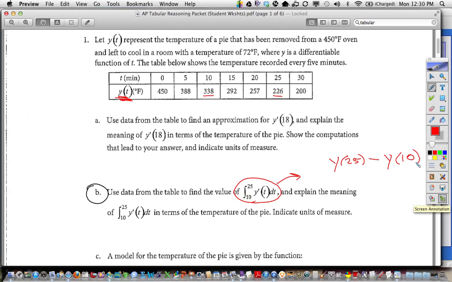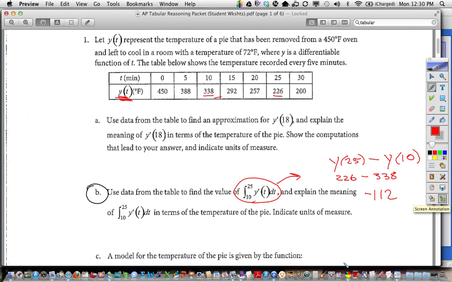Now, this brings up a really important idea. And Richard even said it a little bit. It's the amount that it changed, right? It's the amount that y changed. Because if you think of y of 25, which is 226, and y of 10, which is 338, you subtract those, you get negative 112.